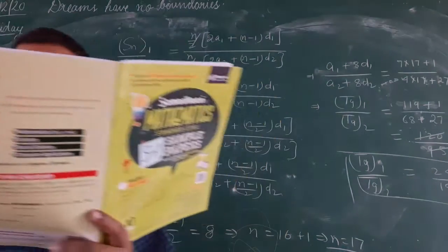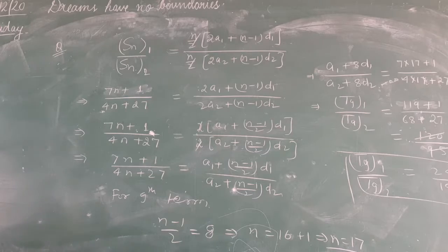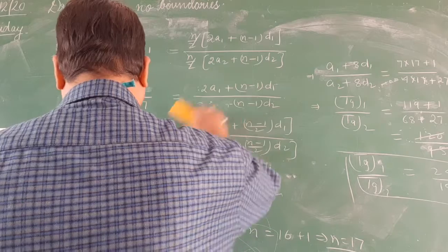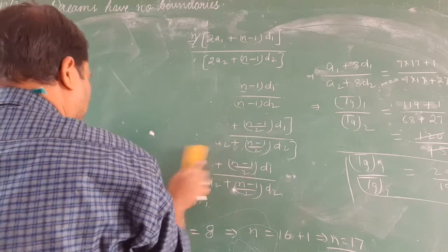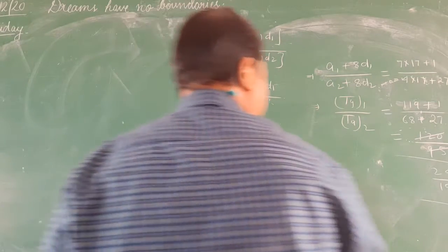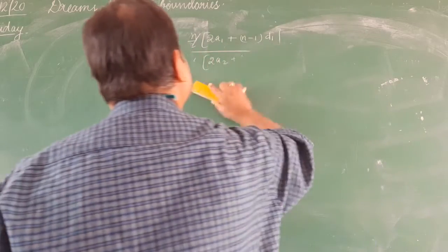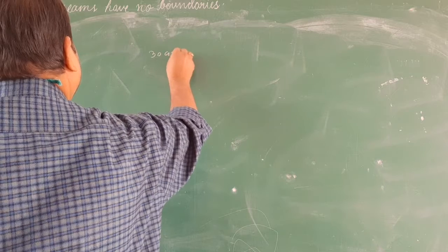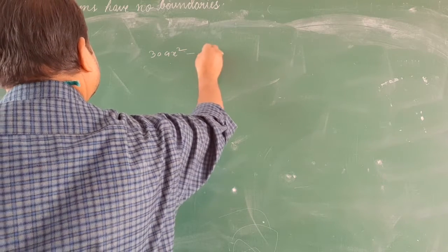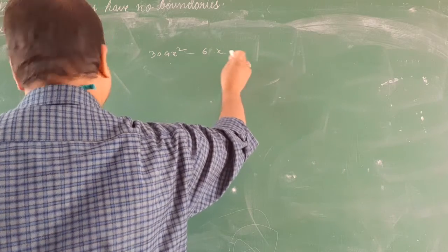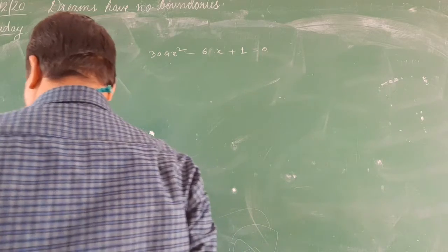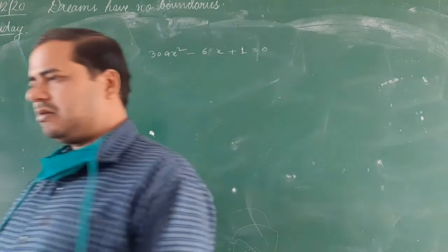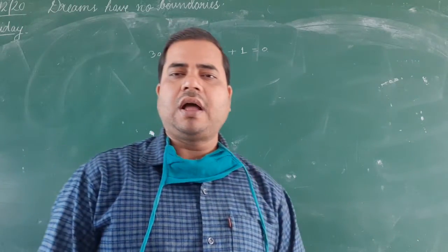For what values of a does the quadratic equation 30ax square minus 6x plus 1 equal to 0 have no real root?